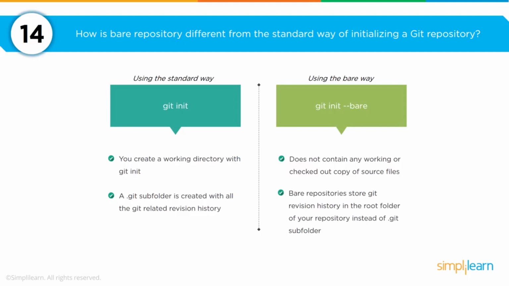In addition, the revision history is actually stored in the root folder versus a subfolder that you would have with the normal git init initialization.